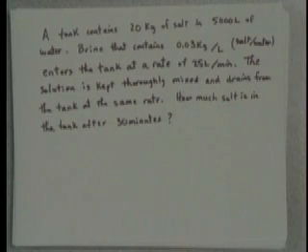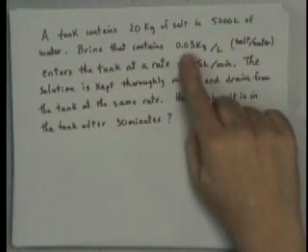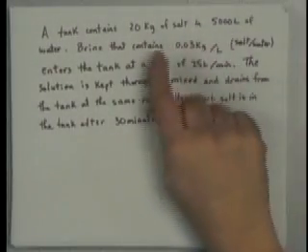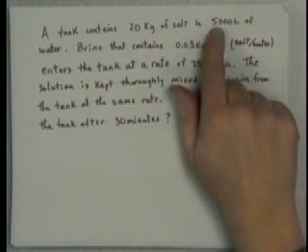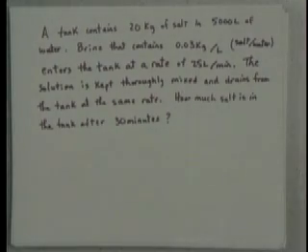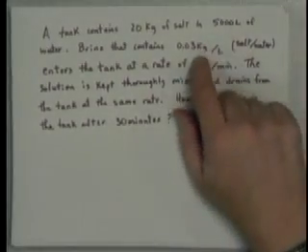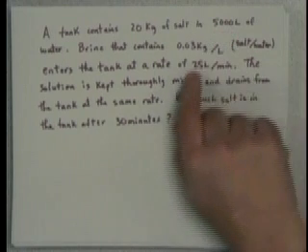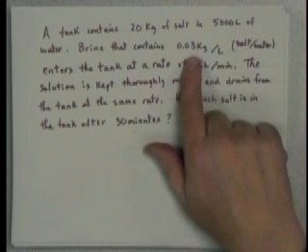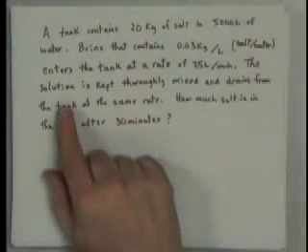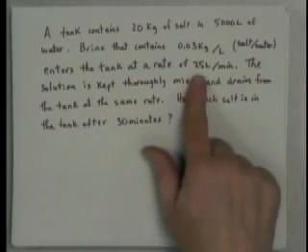And then I'm adding salt water to it. The brine that comes in has 0.03 kilograms per liter. Well, this was actually 20 divided by 5,000, so it was 0.004 to begin with, so it was less. This would be more like 150 kilograms per 5,000 liters. So the brine that's coming in has a higher concentration of salt than what I currently have. And it's entering the tank at 25 liters per minute.